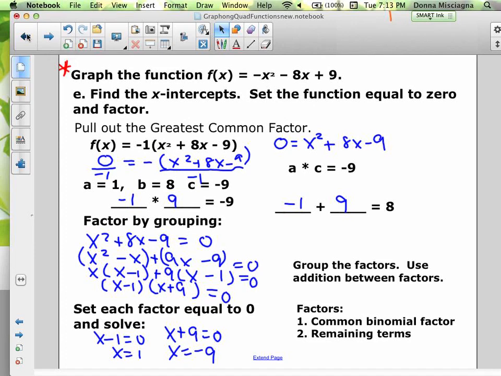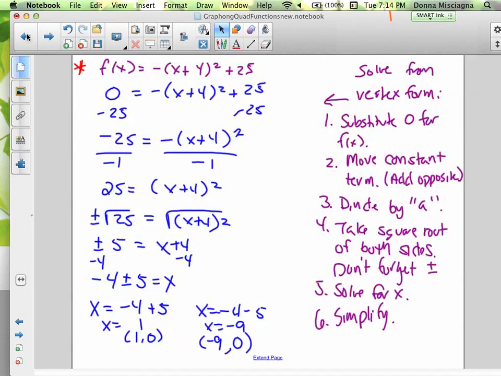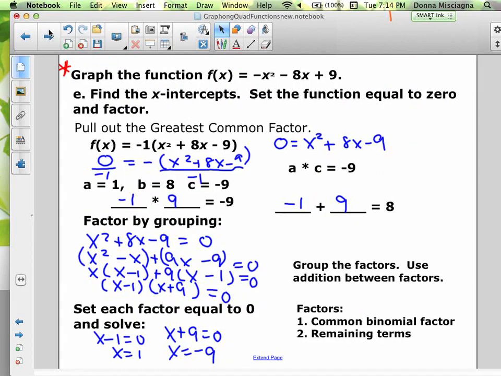Let's check to see, did we get the same solutions as when I solved using vertex form? 1, 0, -9, 0. And we got 1, which would be 1, 0, and -9, which would be -9, 0. Yay! We solved it two different ways and got the same answers.